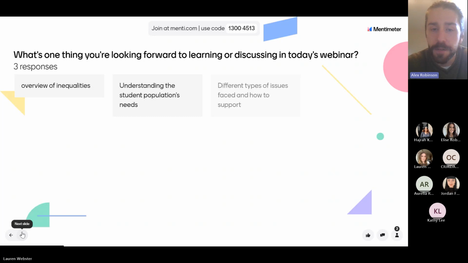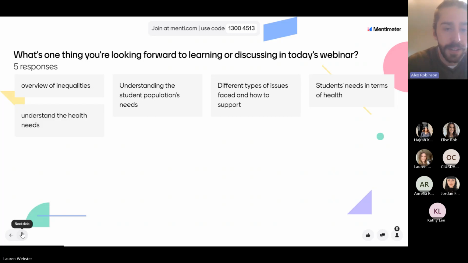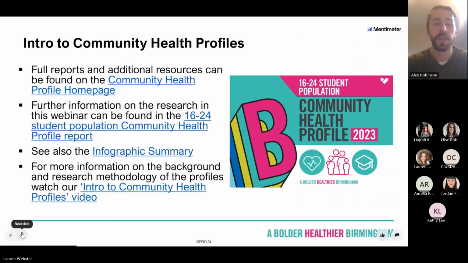Okay, so people want an overview of inequalities, to understand the needs of the student population, understand some of the different issues they're facing and how to support them. Yeah, different students' health needs. So that's what we're going to be talking about today. So that's perfect. So we'll move on now to introduce the community health profiles.